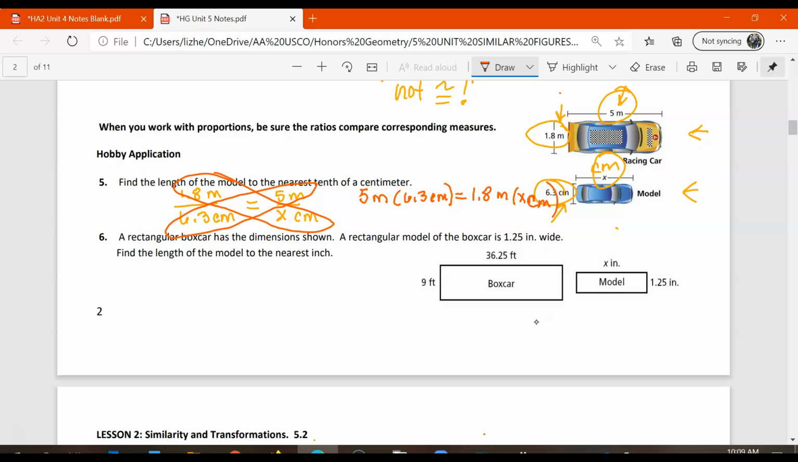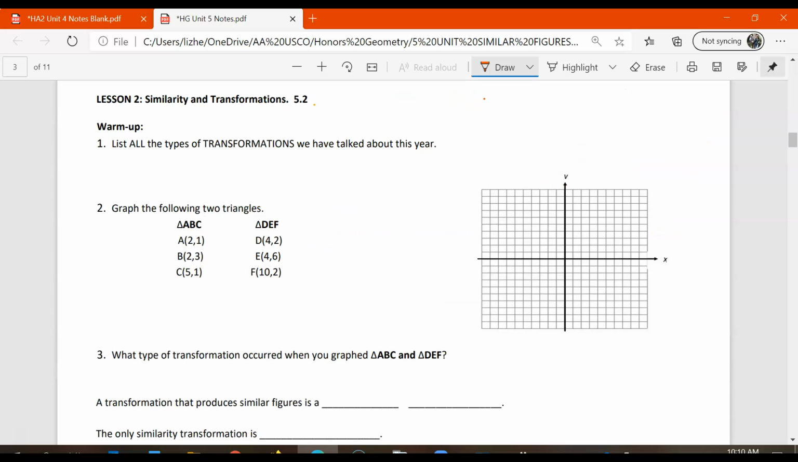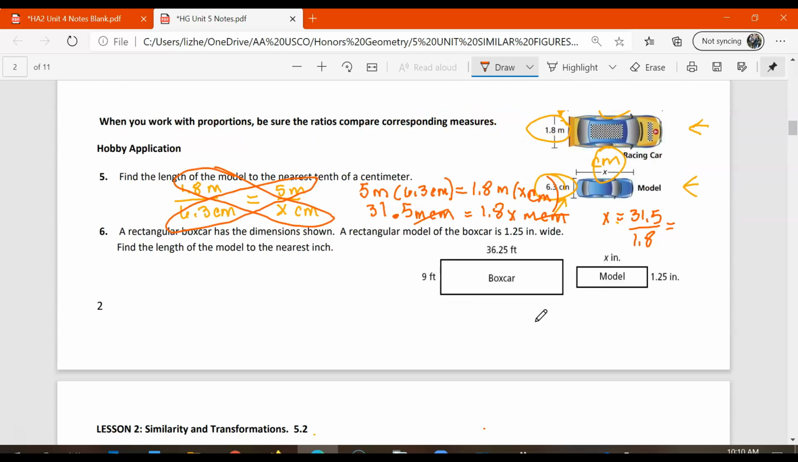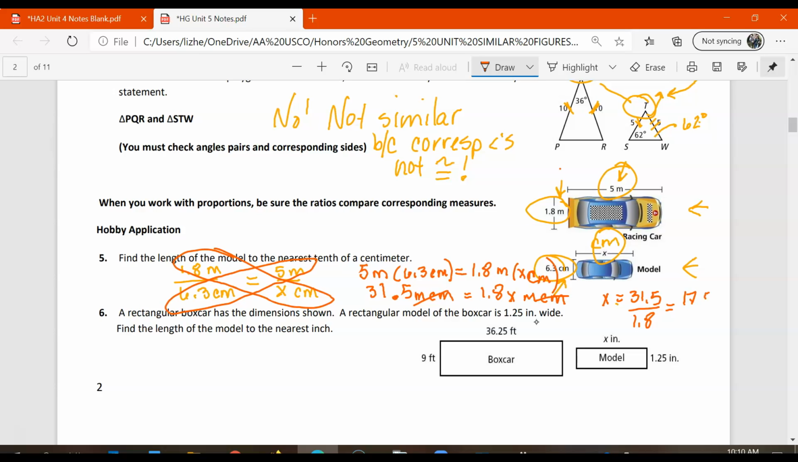And when I multiply those, 5 times 6.3, I don't have that written down. Let me see, what is that? 15, carry the 1, 31.5 meters centimeters equals 1.8x meters centimeters. And look, those units can cancel out. And therefore, x is just going to equal 31.5 divided by 1.8, which is going to give me 17.5. But I know it has to be centimeters, so there's my answer.